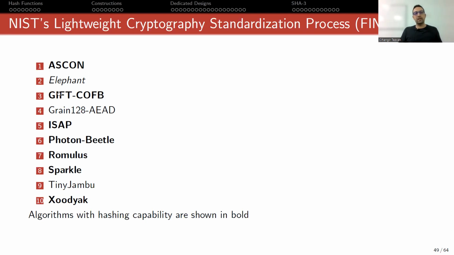But the ones here are shown in bold because they also have hashing capability. So actually ASCON has a hashing capability. So although ASCON won the competition for authenticated encryption, NIST most probably will consider if they should also standardize the hashing capability of ASCON and so on. So there are many nice examples here which you can use as hash functions, okay? And we will see what happens next year, and maybe we will have ASCON hashing capability as a NIST standard. I don't know. We will see.